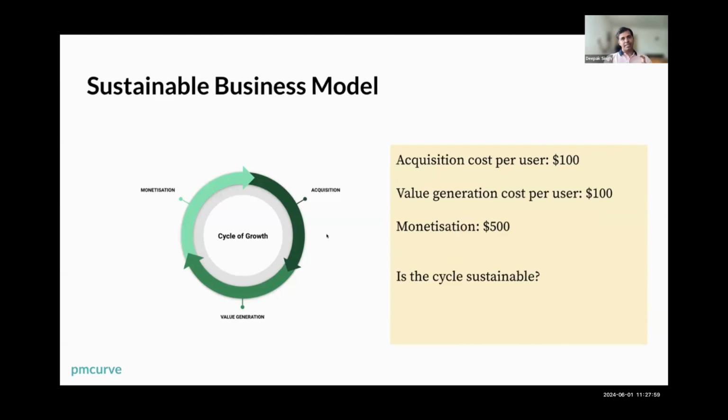There is another reason why this is important, right? And hear me out. So let's say we have this acquisition cost, value generation cost, and monetization at $500. Now, is this cycle sustainable? And I'm going to ask somebody in the audience to explain to me why this is a sustainable business model. Just because I'm generating profits, is that it? Or is there something more?